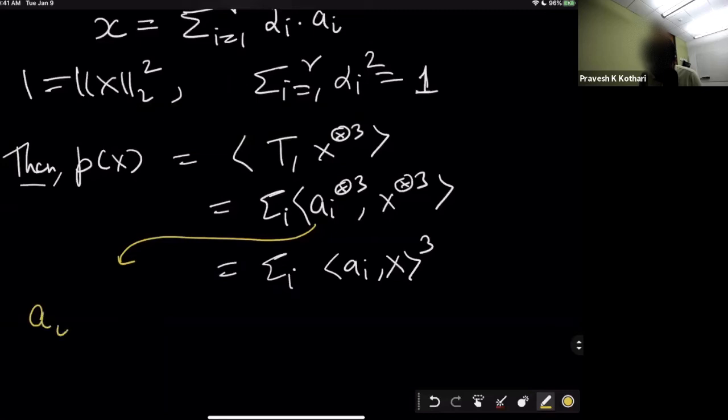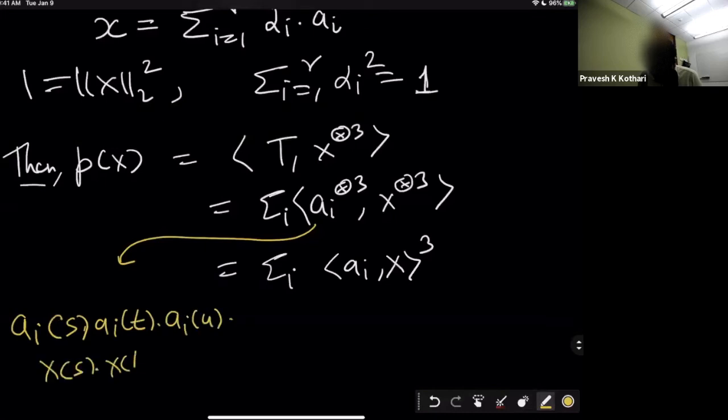Well, a_i tensor 3 needs 3 indices. Let's call them s, t, u. So the (s,t,u)th entry of this a_i tensor 3 is a_is, a_it, a_iu. It multiplies x_s, x_t, x_u, and then I'm summing up over all s, t, u.